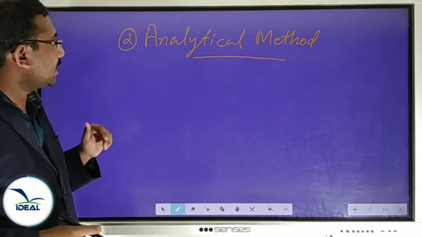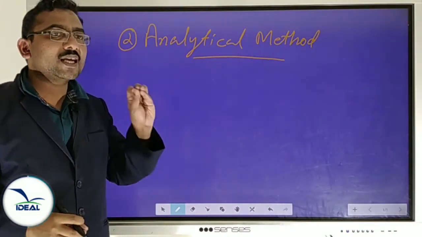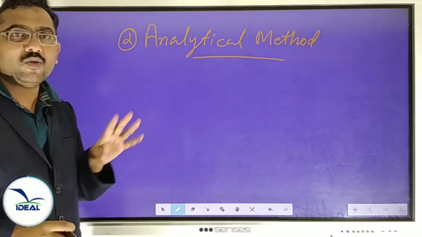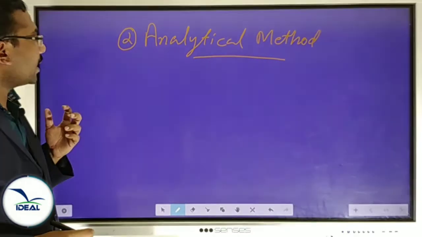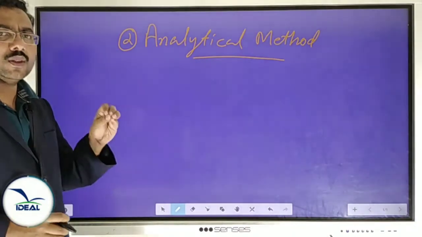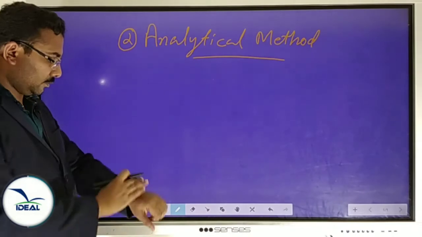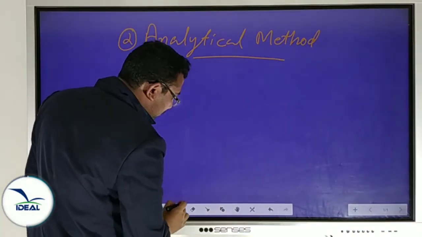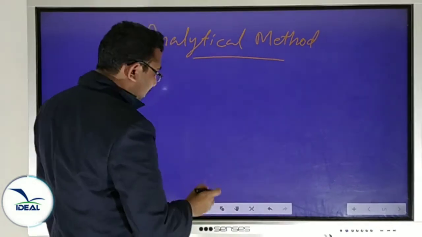How to use this analytical method? Actually, this method is to deduce an expression. Using this expression, we can add two vectors. That is analytical method. We are using parallelogram law to find out the equation. Suppose we have two vectors.